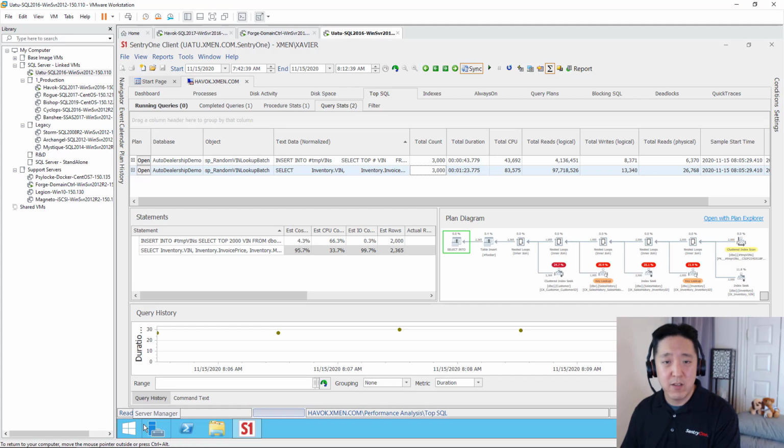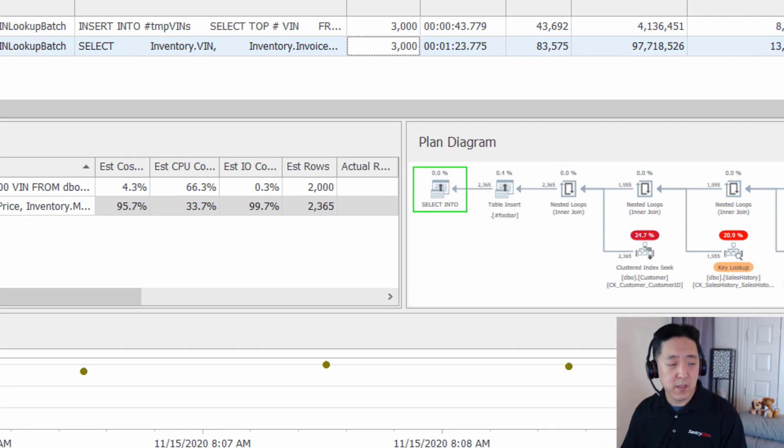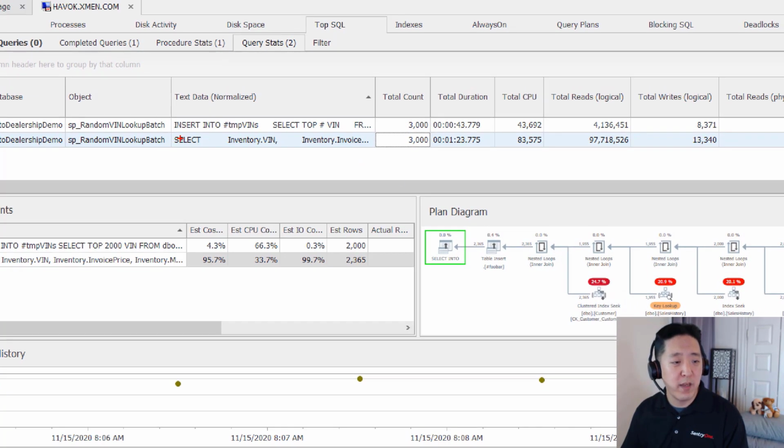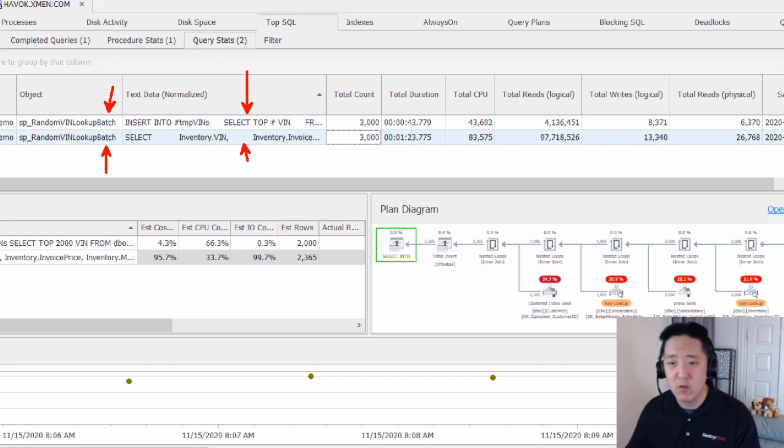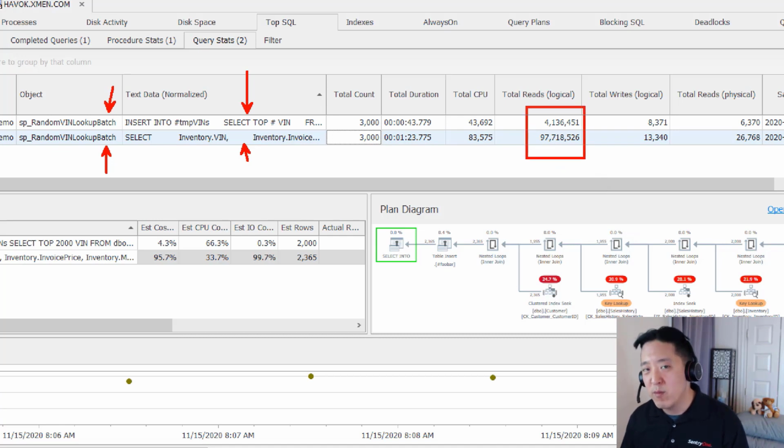In either case, this is where we are showing you historical information about query executions and such. So I happen to have 2 statements in my random VIN lookup batch, an insert and a select statement. I actually ran that sample batch a couple of times over, 3,000 times. But look at the total I/O, well over 100 million logical reads. Even though the total duration was relatively trivial, all of these individual executions run really, really fast.